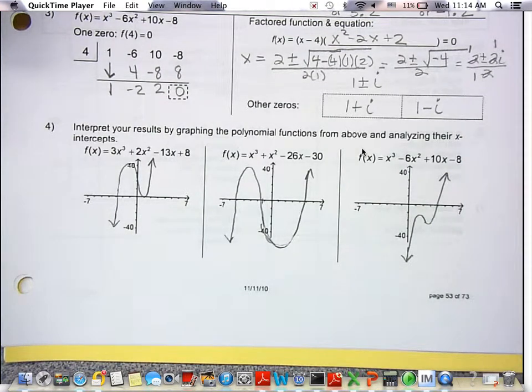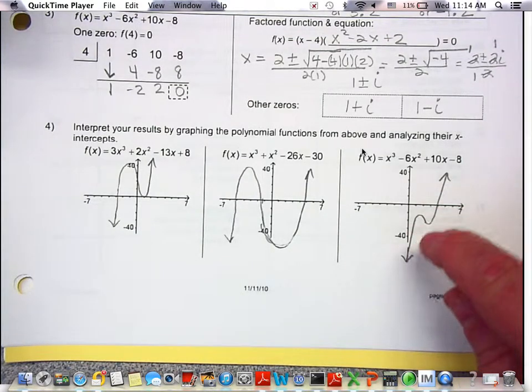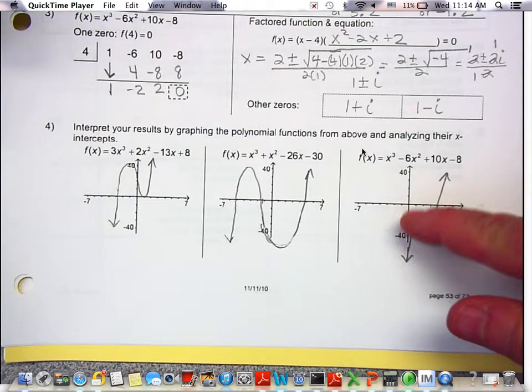Because it's imaginary. It is imaginary. When it's imaginary, it's not going to cross it. It keeps it from touching the x-axis.